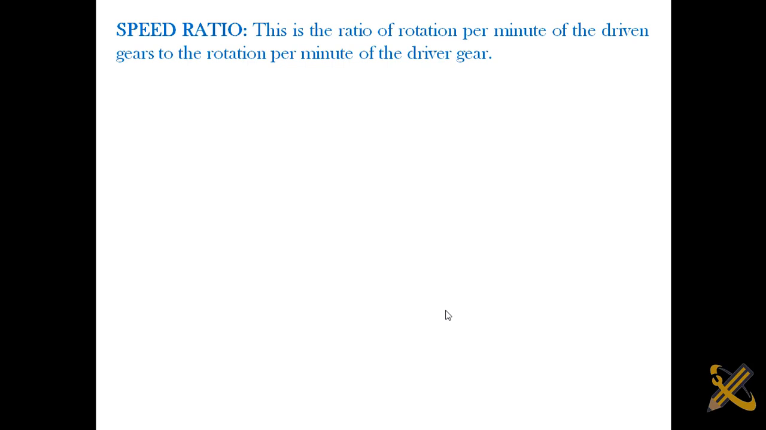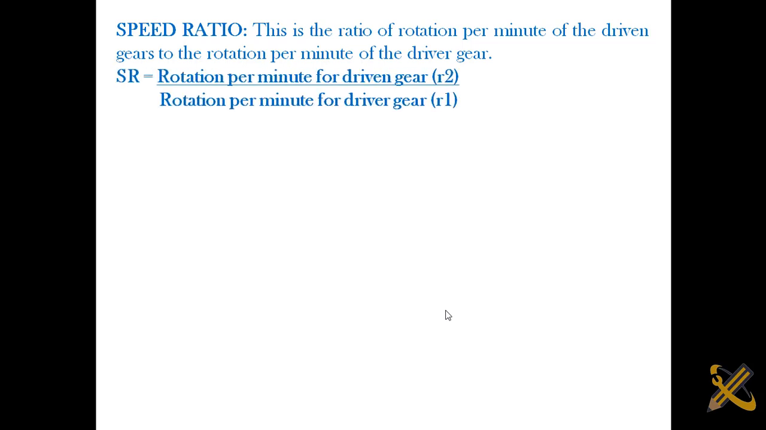So we move to speed ratio. This is the ratio of rotation per minute of the driven gear to the rotation per minute of the driver gear. Rotation per minute can also be known as revolution per minute, that is REV/MIN. If you see something like that, it's still the same thing. Rotation and revolution per minute are still the same thing. They are the unit for speed ratio.